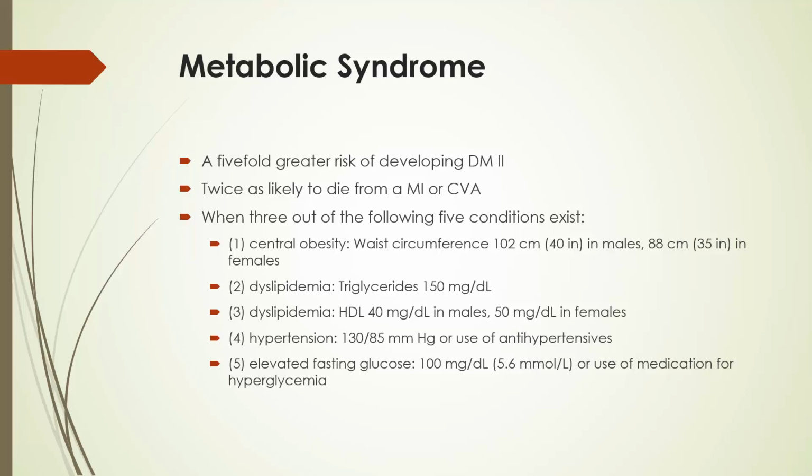So central obesity with waist circumference of more than 102 centimeters or 40 inches in males or 35 inches in females. Dyslipidemia with triglycerides of more than 150 and HDL of less than 40 in males or 50 in females. Hypertension and elevated fasting glucose of 100 or use of medication for hyperglycemia. Weight loss and lifestyle changes like following a Mediterranean diet with high intake of fruits, vegetables, and fibers improve the metabolic syndrome features.